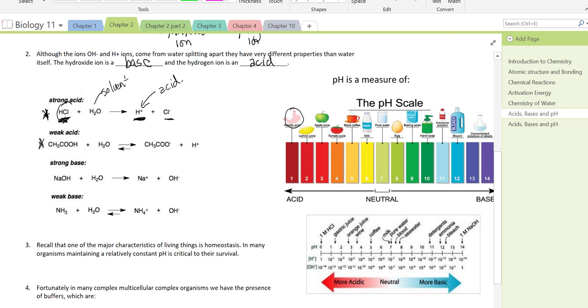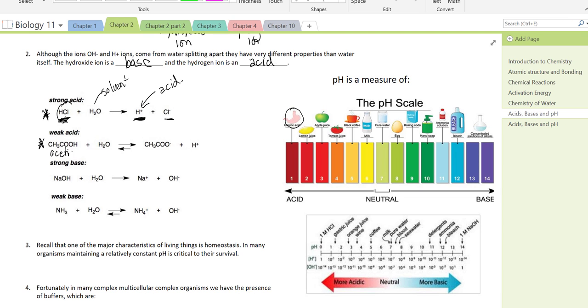Here's an example of a weak acid. This one is called acetic acid. I think just about everybody will be familiar with acetic acid. Its common name is vinegar.